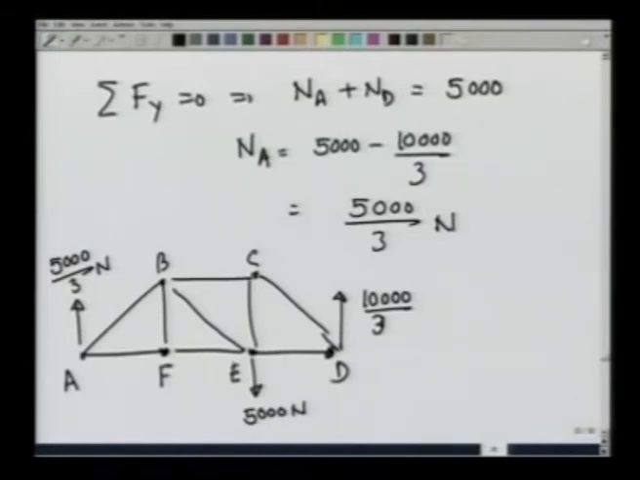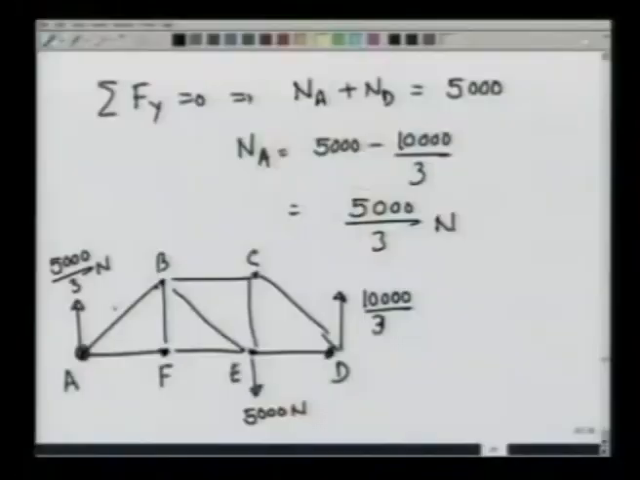Now, at point A, there are two unknowns, force due to AB member and force due to AF member, and therefore, if I bring this pin in equilibrium, I have two equations, summation Fx equal to 0 and summation Fy equal to 0. I can solve for both the forces. So, let us do that at point A.